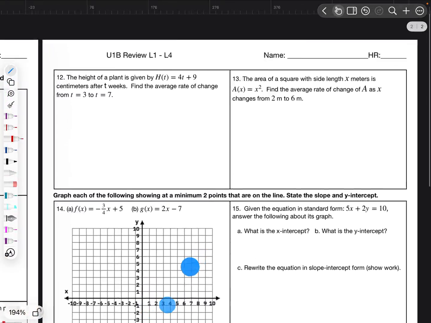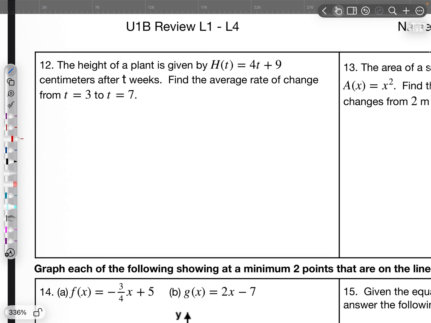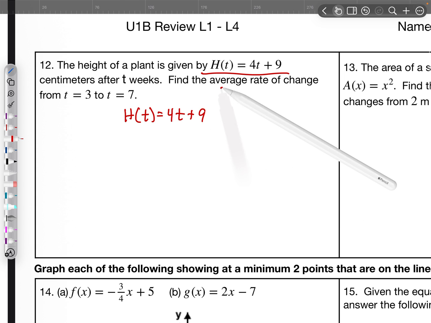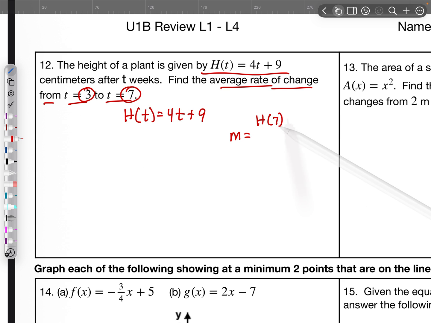All right, page 2. These don't take very long. All right, the height of a plant. So there's a function that tells me the height of a plant. It says find the rate of change from t is 3 to t is 7. All right, so here's my slope equation. It's going from 3 to 7. So I'm going to do the h of 7, that's the y value at 7, minus the h of 3, the y value at 3, over 7 minus 3, the change in the x's. So I calculate the h of 7 over here.